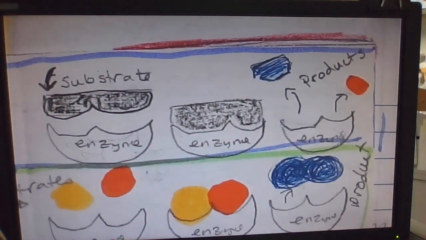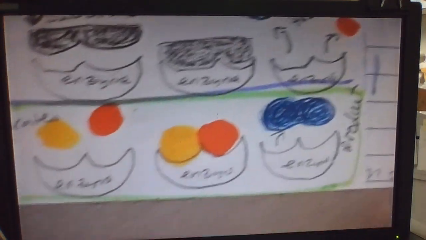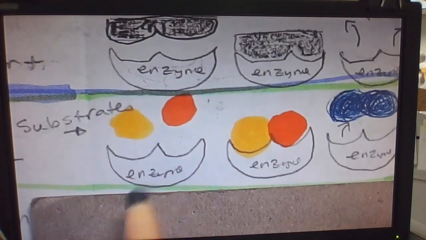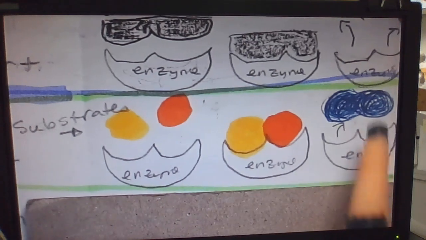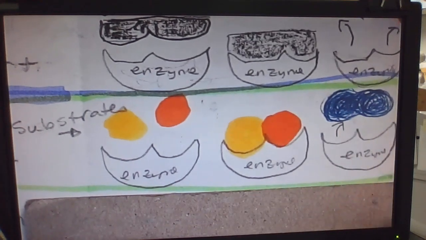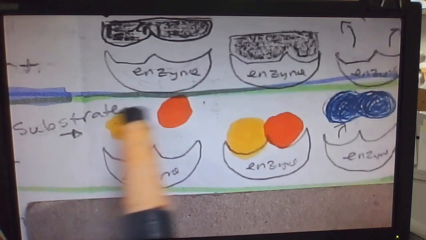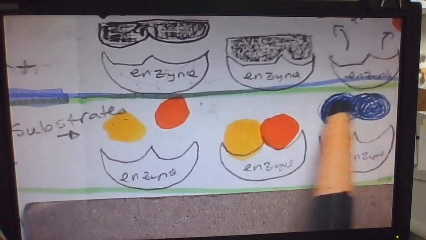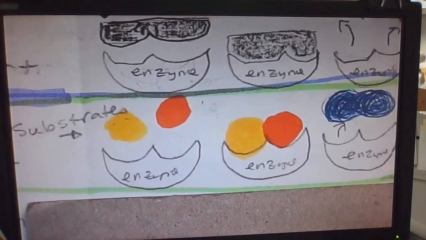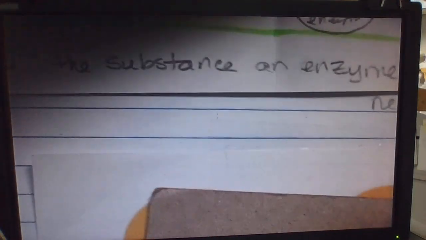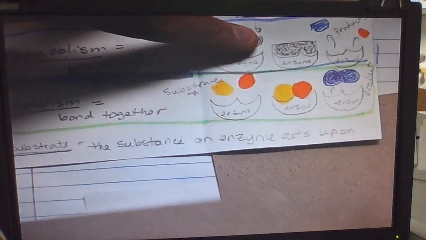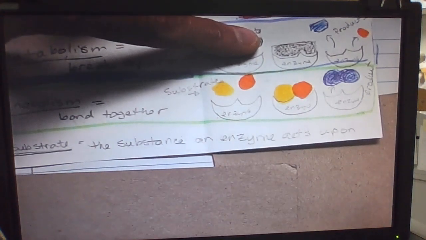For anabolism, here's my enzyme. I have substrates that bond to the enzyme, then the enzyme bonds the two different substrates together to form a product. The substrate is the substance that the enzyme acts upon.